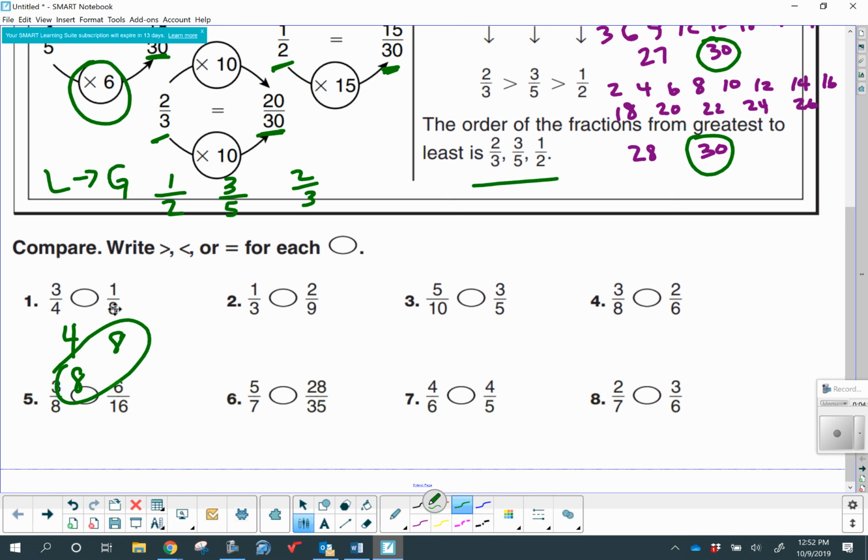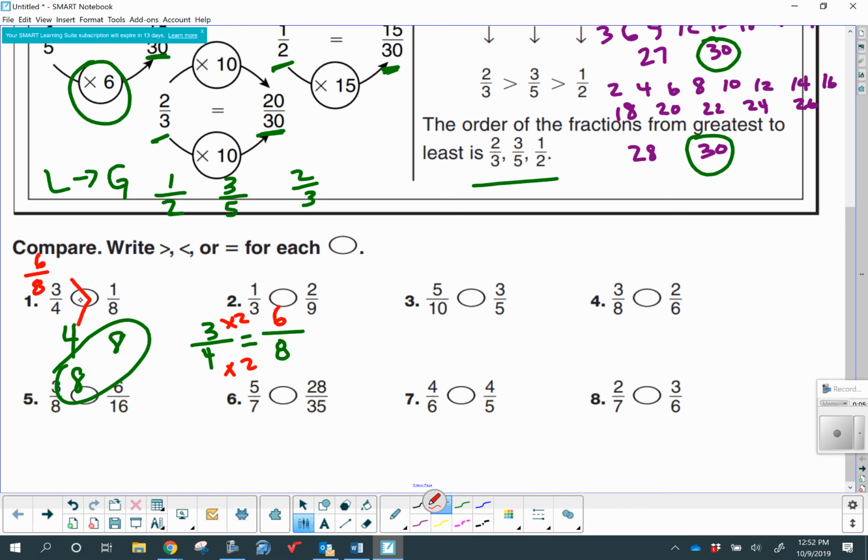1/8, I already have my denominator of 8, so I don't have to change that. But I do need to change 3/4 into eighths. Now I'm thinking to myself, 4 times what equals 8? The answer is 2. Then I need to do the same thing on the top. 3 times 2 is 6. So 3/4 equals 6/8, and I want to compare that to 1/8. Then I know that 6/8 is bigger than 1/8.